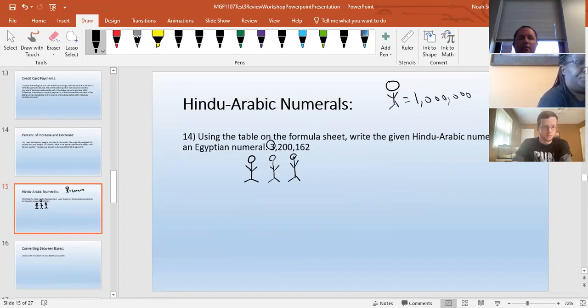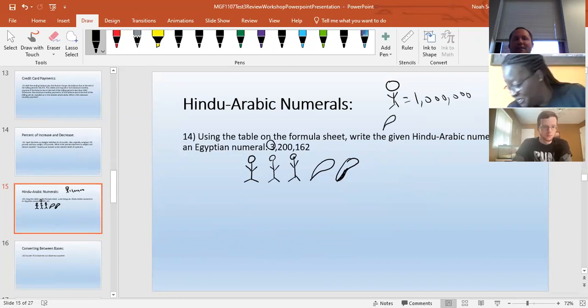So then we go to 200,000, and the 100,000s is the tadpoles. So we go back and draw some tadpoles. And we need 2 of them because there's 200,000. That's more like a pointing finger, but there's the tadpoles. They're not very good tadpoles, but those represent the 100,000s place, and there's 2 of them. Right there, there's two of them.